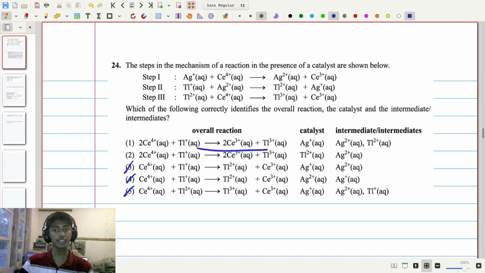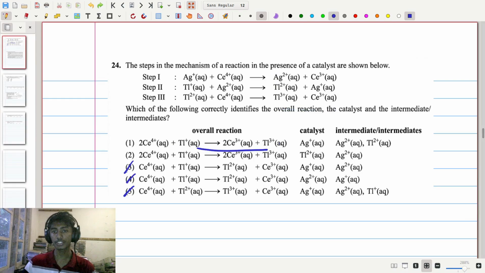Now we can also see the intermediates here are silver 2 plus and titanium 2 plus. The reason these are intermediates is because somewhere in a step they are created and then later in the reaction they are destroyed such that they don't exist in the final products. So therefore the correct answer is answer number 1.